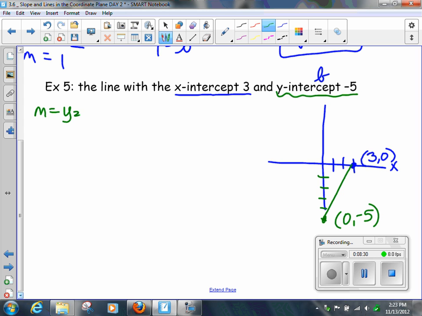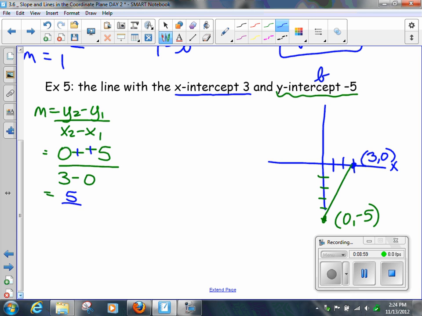All right, so y sub 1 minus y sub 2, that's right. Other way, okay? What are my y values, folks? 0 and -5, so 0 minus -5 over, what are my x values? 3 minus 0. What's going to happen in the numerator? Plus a positive, so it'd be 5 over 3.